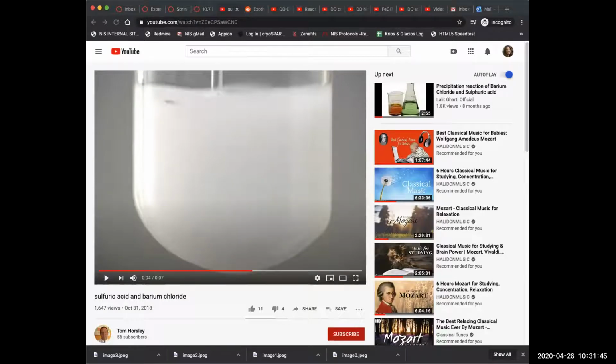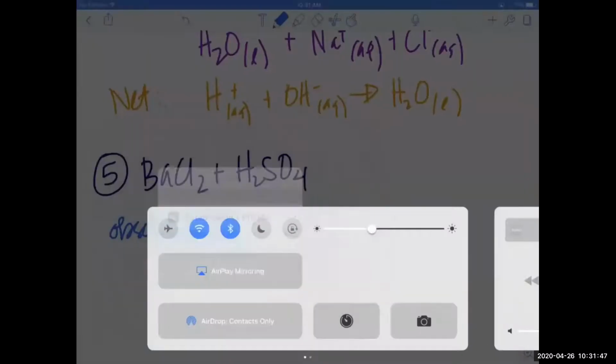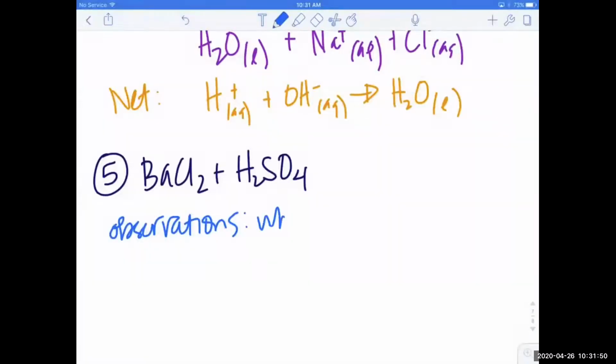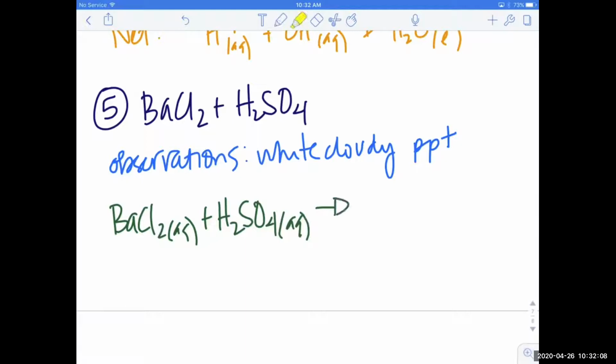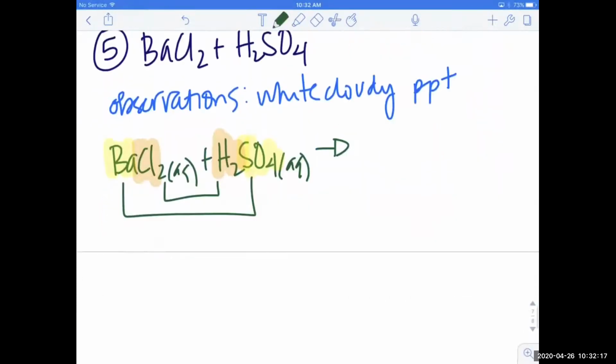So we'll go ahead and write that down. I'm abbreviating precipitate as PPT. So we need to write the balanced conventional equations. This is going to be BaCl2 aqueous plus H2SO4 aqueous. Again, I'm highlighting the new pairs that I'm making. You can remember it any way you want. There's a couple different mnemonic devices.